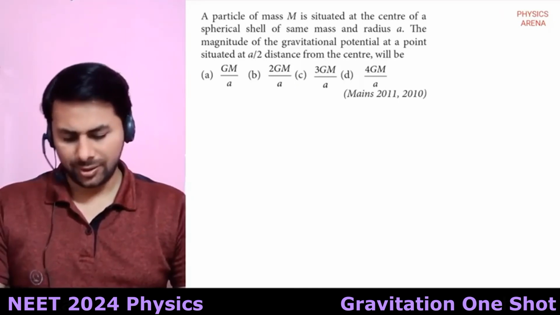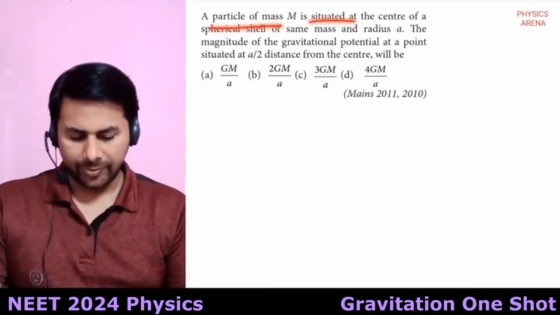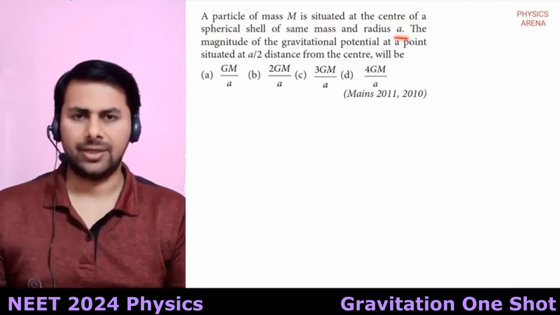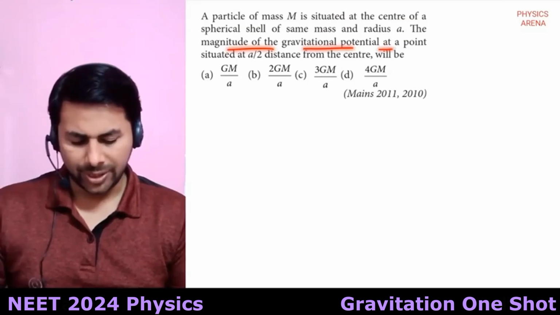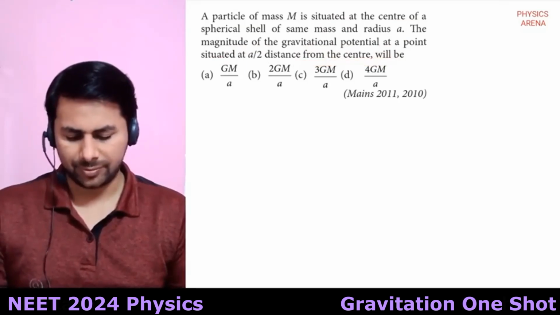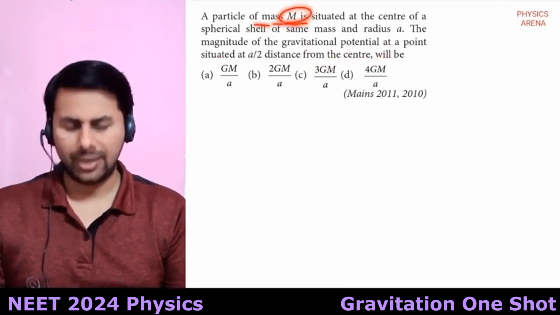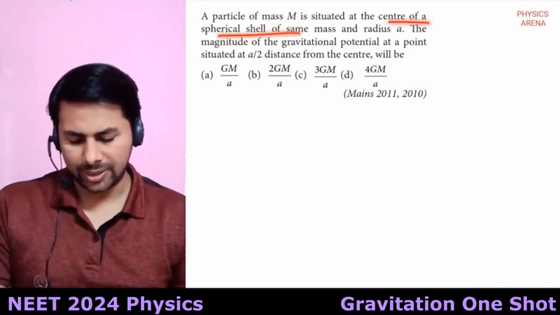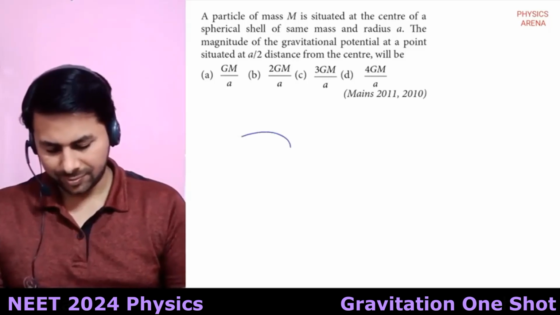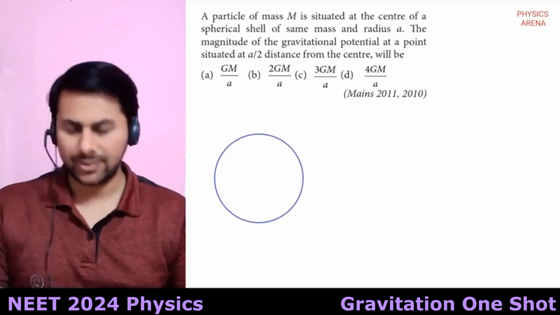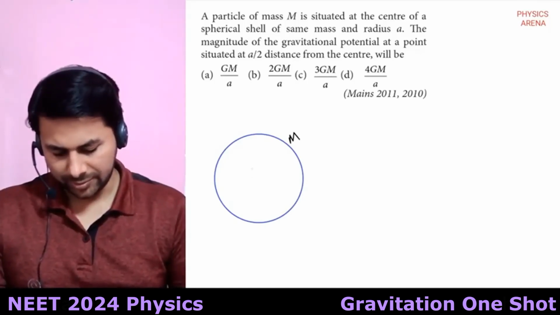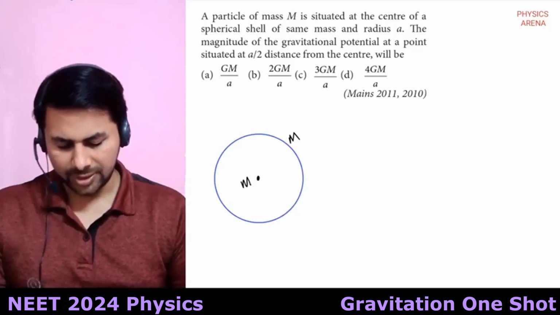Okay. Next question. A particle of mass m is situated at the center of a spherical shell of the same mass and radius a. The magnitude of gravitational potential at a point situated at a by 2 distance from the center will be. Okay. So there is a particle of mass m. It is at the center of a spherical shell of the same mass. Okay. You have a shell like this. Its mass is m, and there is a particle at the center whose mass is also m.